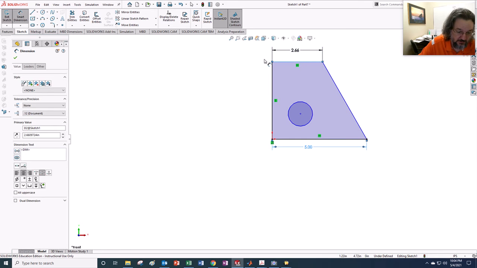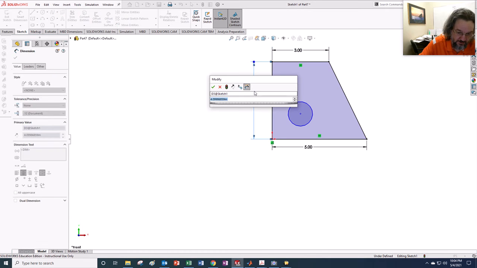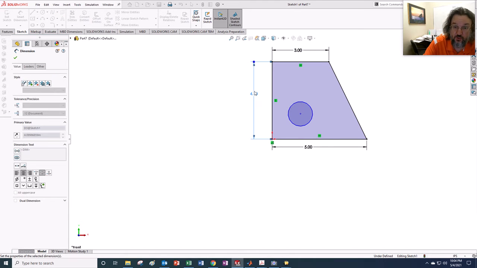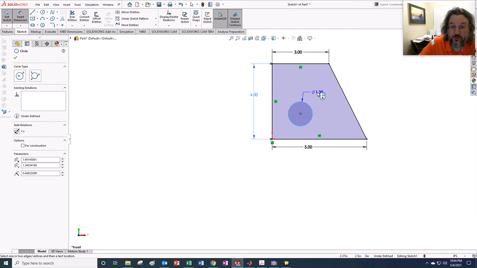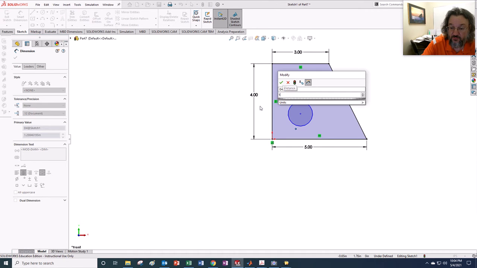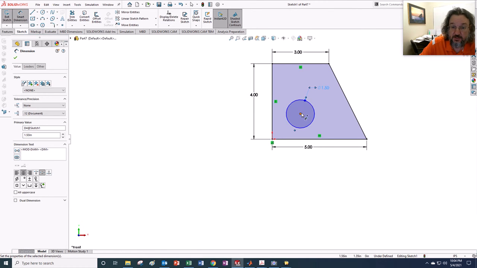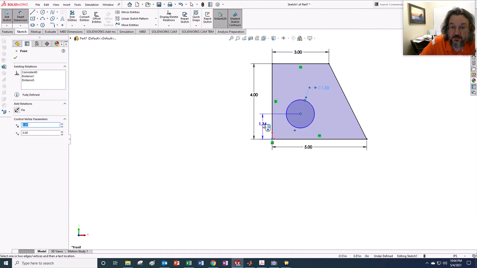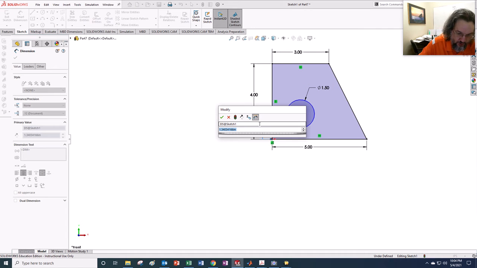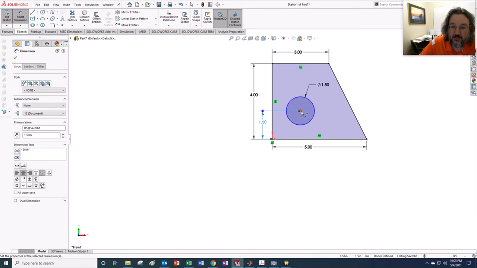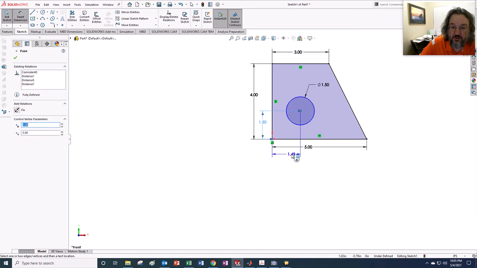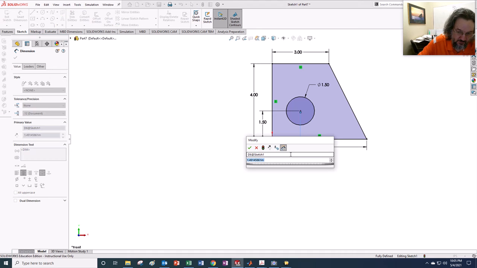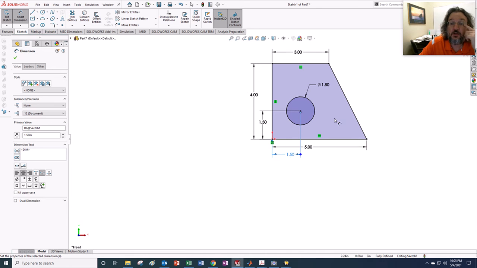There we go. And that guy was 3. And he is 4. And he is 1.5 because I gave it the radius. And this is y2? No, yeah, 1.5. And then lastly, this should be x3 is 1.5. So it's 1.5, 1.5, okay. All right, that looks pretty good.